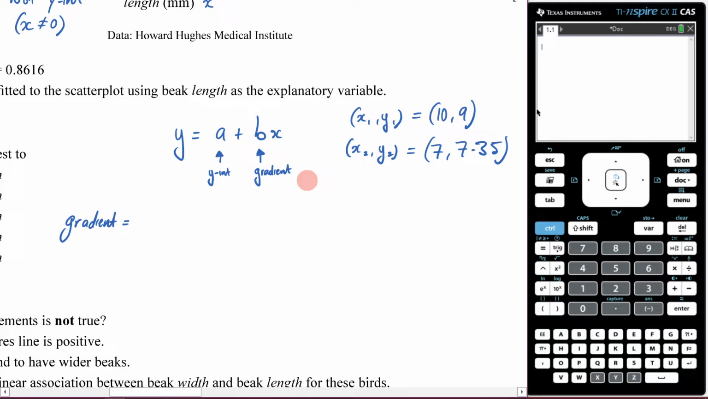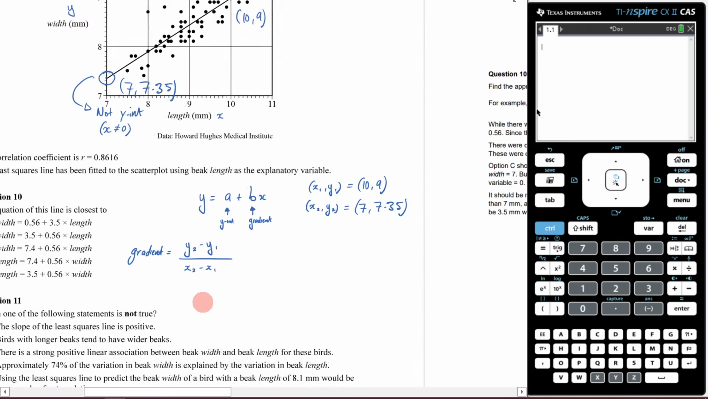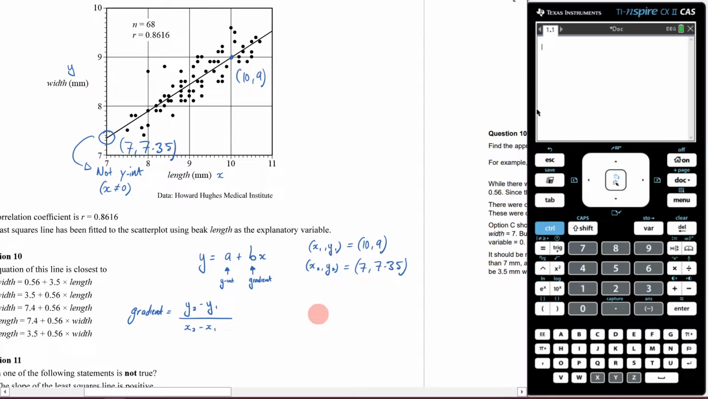Okay, having now done that, the next thing that we want to do is use our rule, which says to find the gradient of this thing, what you want to do is go y2 minus y1 over x2 minus x1. Remember, what we're trying to do here is find the slope of this thing. So by subtracting your y values from each other, my y values being 7.35 and 9, what you're going to get is the rise. Like the difference between this point and that point will be the rise. And then by subtracting your x values from each other, you're going to get the run. So you're going to get that right there.